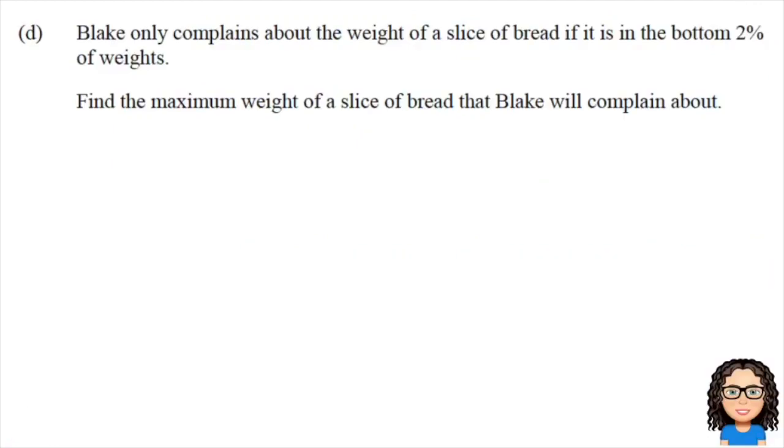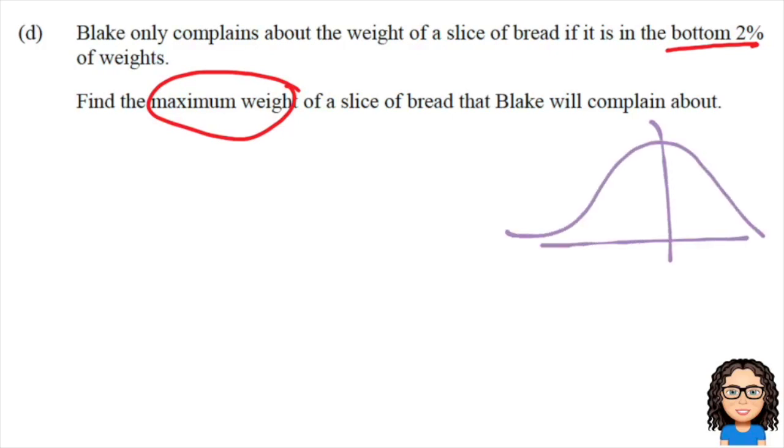Here we've got a question about the weights of bread, and he's only going to complain if it's in the bottom 2% of weights. And we want to find the maximum weight that he will complain about. Okay, so my first step is draw my diagram. Got my normal distribution, got my mean of 33 and a standard deviation of 4.